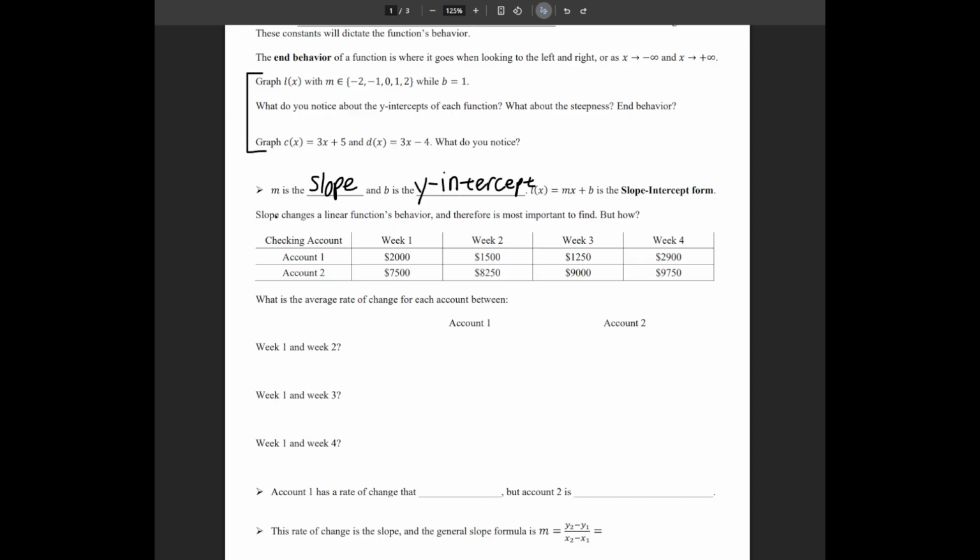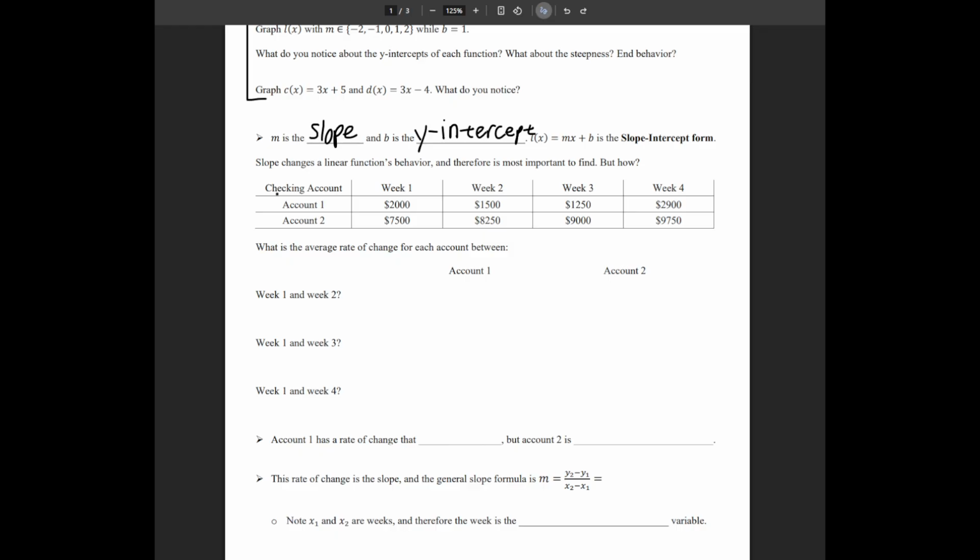Let's go over the slope part now. The slope just measures the steepness of a line. And to show this, we've got two accounts that are either gaining or losing money from week to week. What we're going to do is find the average rate of change for each account after so many weeks. So in account 1, in between week 1 and 2, we're going to look at what's happening.